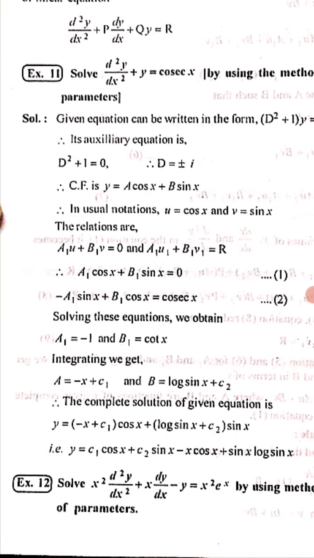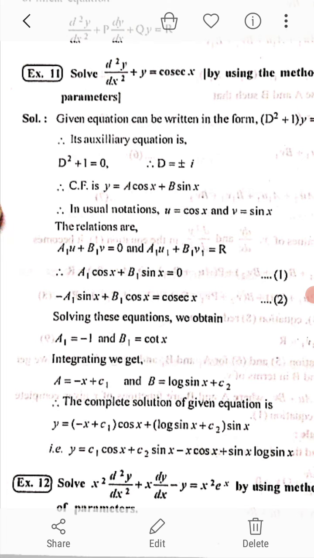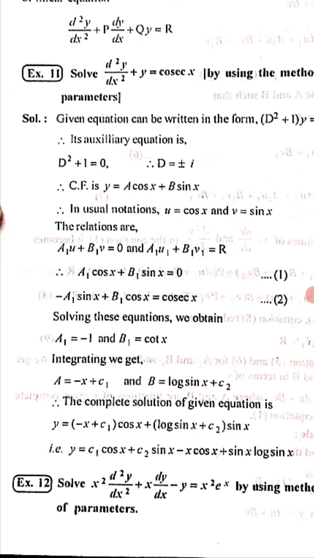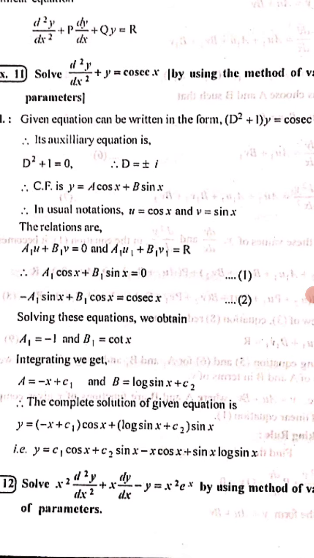Integrating, we get a is equal to minus x plus c1 and b is equal to log sin x plus c2. Therefore, the complete solution of given equation is y is equal to (minus x plus c1) cos x plus (log of sin x plus c2) into sin x. That is y is equal to c1 cos x plus c2 sin x minus x cos x plus sin x into log of sin x.